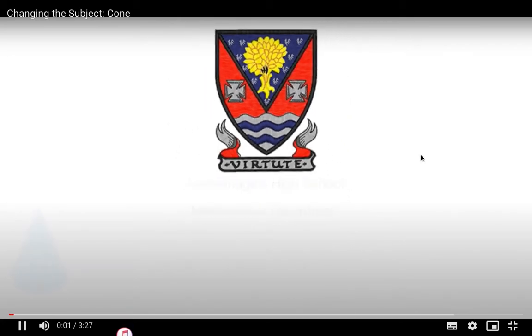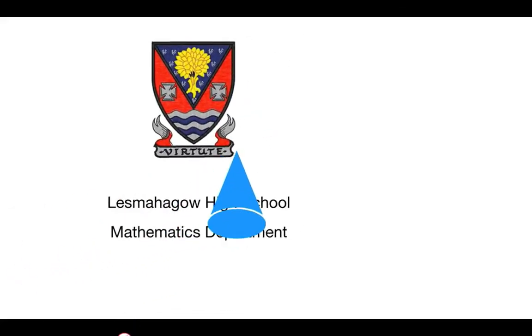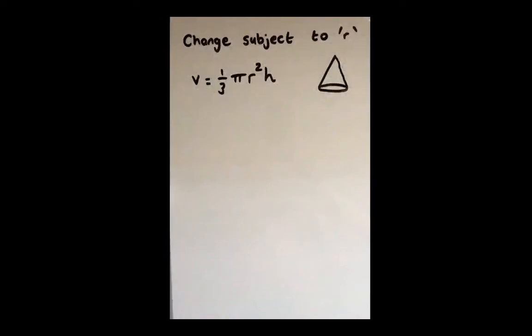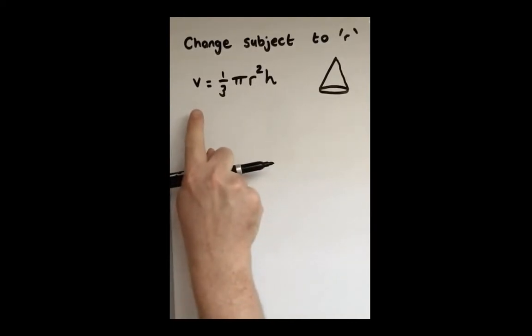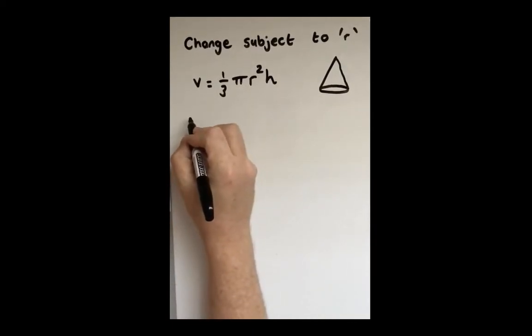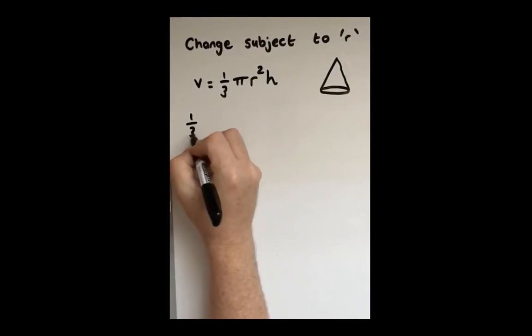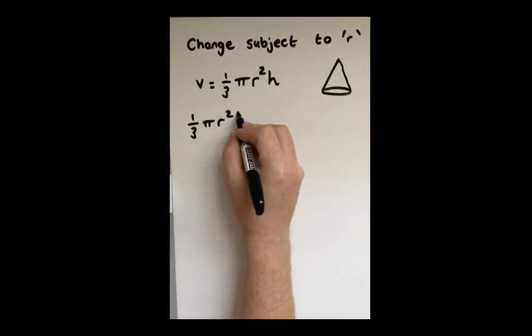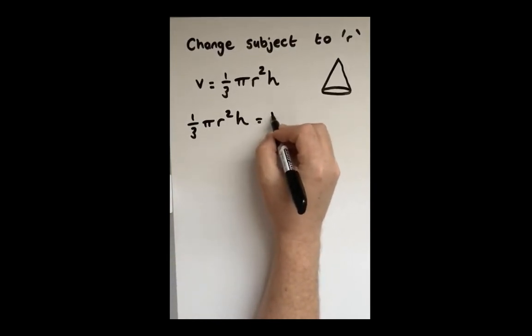Hello, welcome along to another lesson with Mr. Burns. In this lesson we are going to rearrange the formula. We're going to change the subject of the formula for the volume of a cone, which is a third pi r squared h. Our left hand side is equal to our right hand side, so that means we can change this around because the right hand side is also equal to the left hand side. We want r on the left hand side, so a third pi r squared h is equal to the volume.